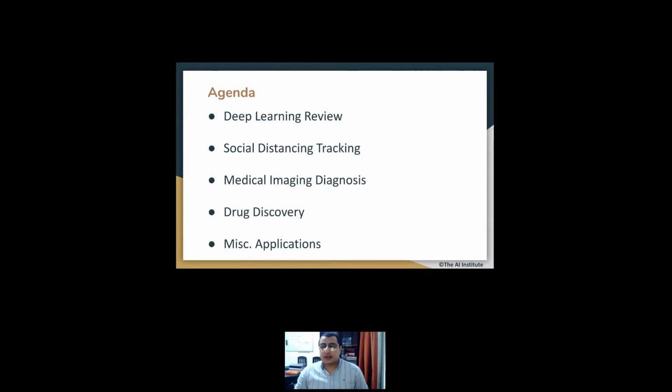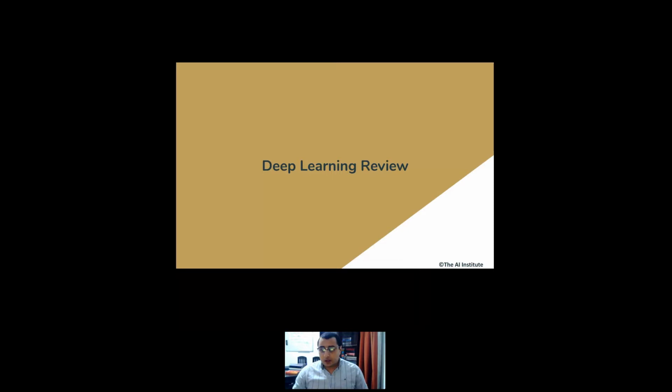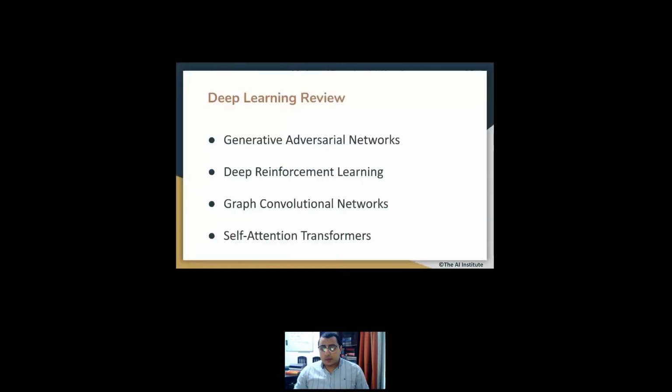And since there are a lot of materials in this aspect, I cannot cover all of the applications, but I will list the other applications that were not available to be covered in this context. So I'll start with a deep learning review, the techniques that will help us in this discussion. Briefly, I will go over GANs, deep reinforcement learning, graph convolution networks, and transformers.